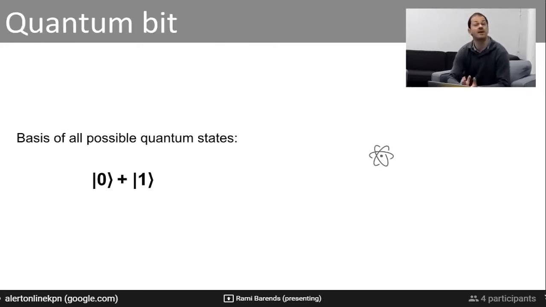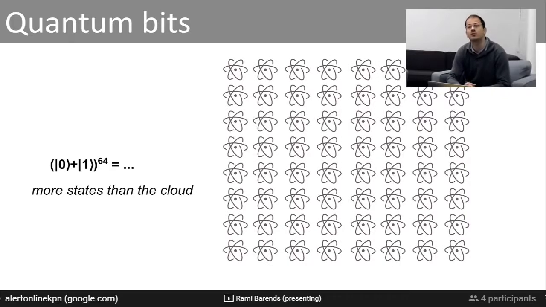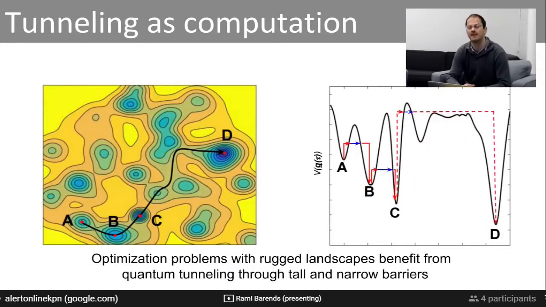Now, for a single quantum bit, the computational basis is a 0 and 1 with associated phases. With 2 qubits, you now have 4 computational states: 0 0, 0 1, 1 0, and 1 1. And with just 64 quantum bits, you end up having more states than the cloud. This is really one of the hallmarks of quantum mechanics, that you're able to have this exponential state space. Another hallmark of quantum mechanics is quantum tunneling. It comes in very handy when we want to solve minimization problems or optimization problems.